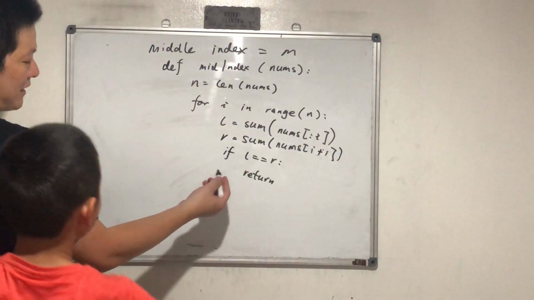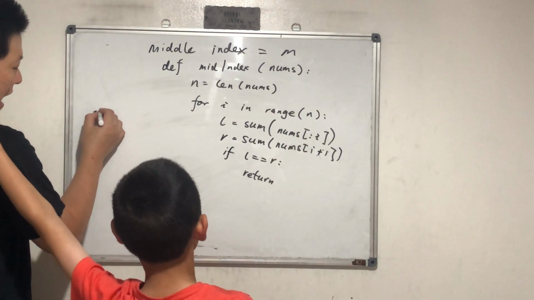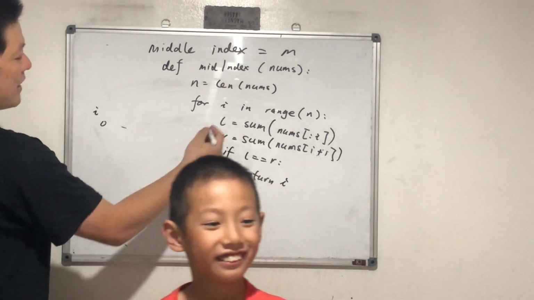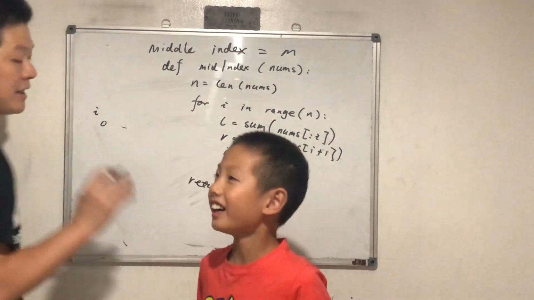Return what? Which index is the middle index? 8. We are going from the I, from 0, yeah? So, I, yeah? I said I. Okay, if there is no such index, we return -1. I forgot to mention this. Okay, this is a tricky one.